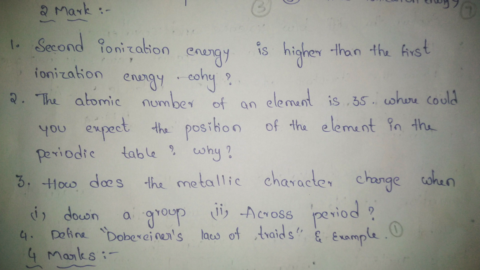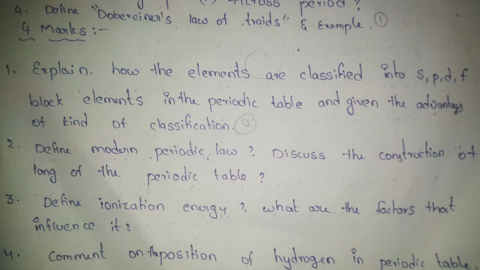Why? How does the metallic character change down a group and across a period? 4 mark questions. Explain how elements are classified into s, p, d, f blocks in the periodic table and give the advantages of this kind of classification. Define the modern periodic law and discuss the contribution of the long form of the periodic table.